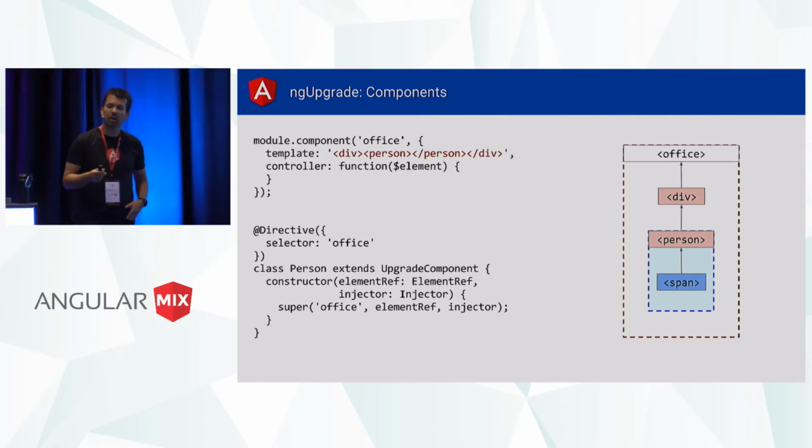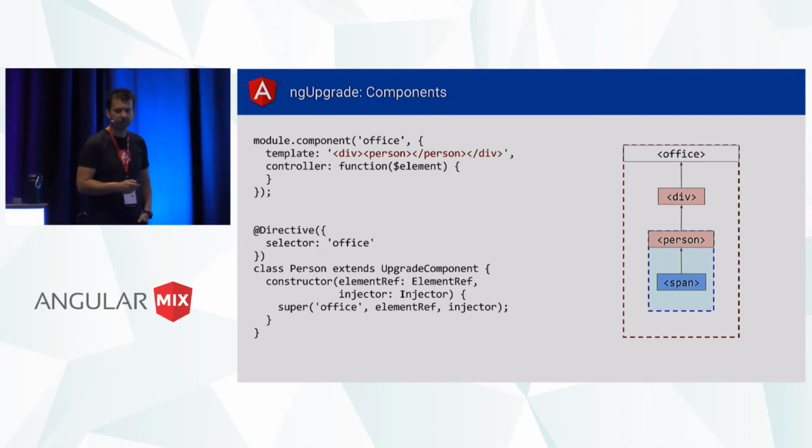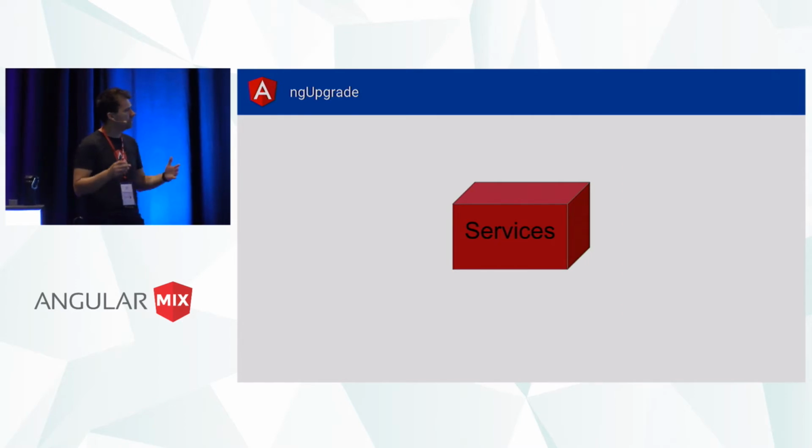And so in this particular way, you can kind of nest the components. You can have an AngularJS component that actually instantiates an Angular component, which in turn instantiates an AngularJS component. And you can kind of go back and forth on it. So that kind of sets up how components work.